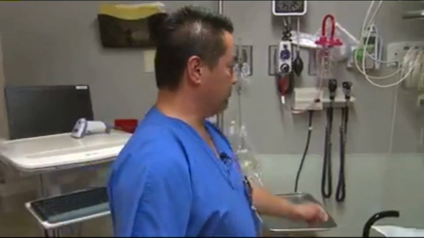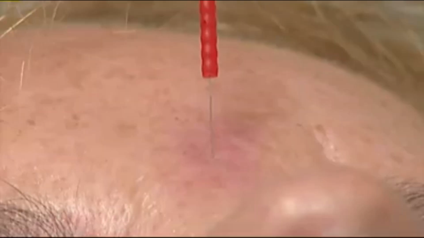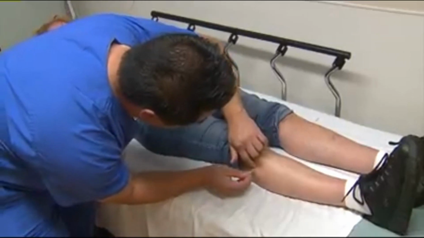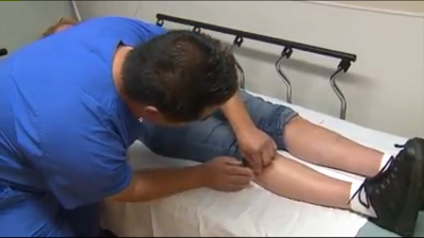I was skeptical. I wasn't sure. I knew of the practice, but I didn't know how it would work. It's a natural, non-pharmacological way to reduce pain. That means no medicine at all. This one is one of the most common relaxing points that we use here. An option emergency room doctors want for their patients.